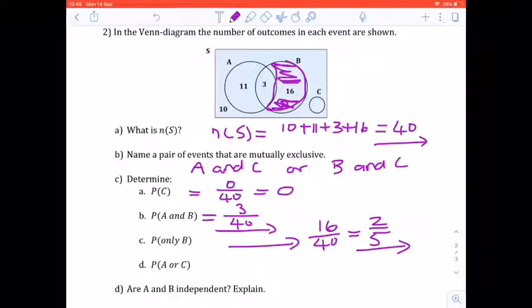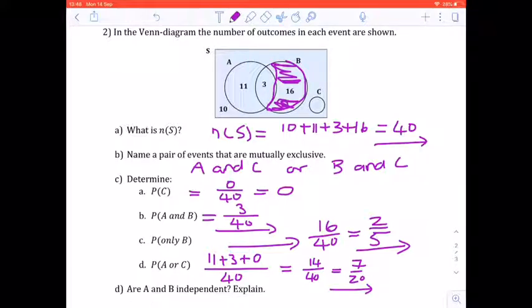So the probability of A or C: the probability of A is 11 plus 3, and the number of events in C is 0. To get the probability, you put it all over the total, which is 40. So we're left with 14 over 40, which simplifies to 7 over 20. And that's the probability of A or C.